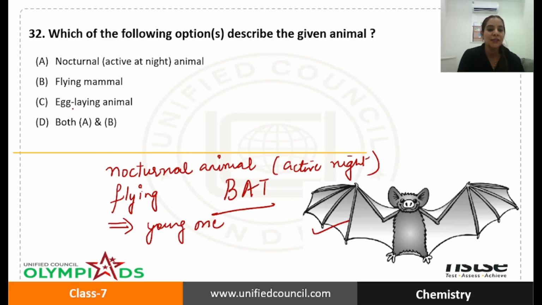It doesn't lay eggs, it gives birth to the young one. So here the option says, is it a nocturnal animal that is active at night, flying, egg laying, or both A and B? So I hope you know that it is option D, because it is nocturnal also, active during night and sleeps in morning. Flying also, because you can see in the picture it has got wings. And egg laying, no, because it gives birth to the young one.